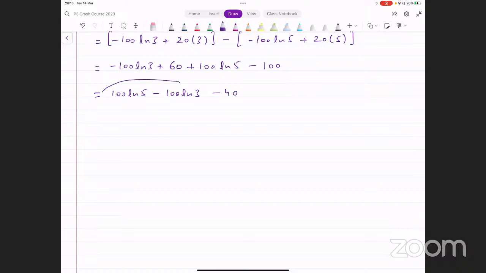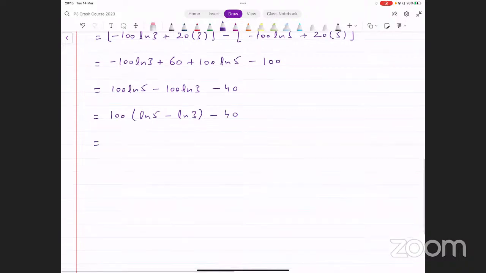You would write this as a single log term. You would not leave it like this if they had asked for an exact number. How would you write this as a single log term? To be able to use the log rules, the division law, the multiplication law, you want the coefficient outside to be 1. Right now it's 100. What you can do is take 100 common. That leaves you with ln 5 minus ln 3 inside, and you have minus 40 outside.